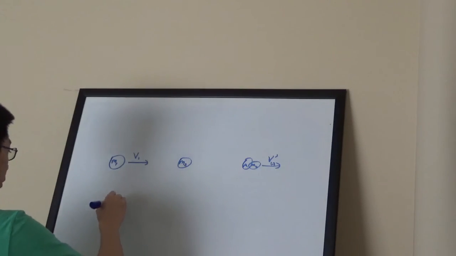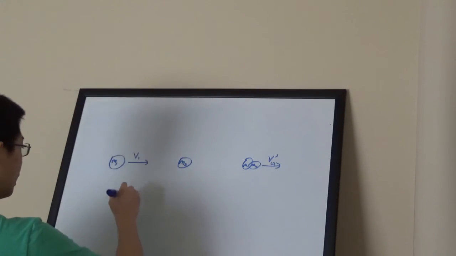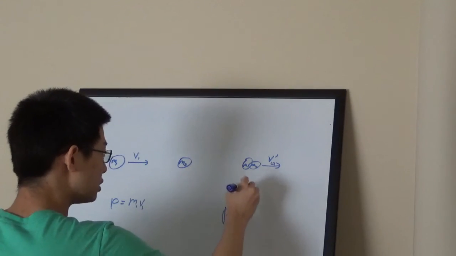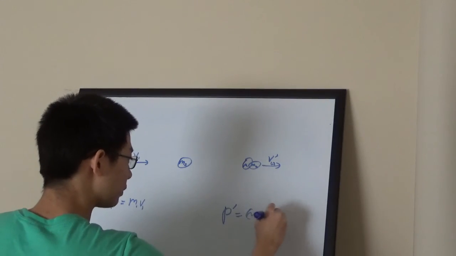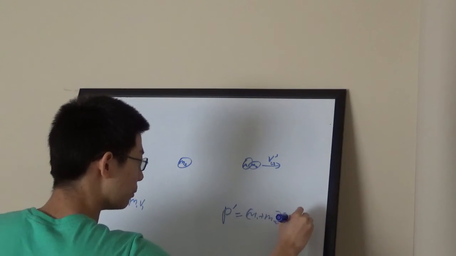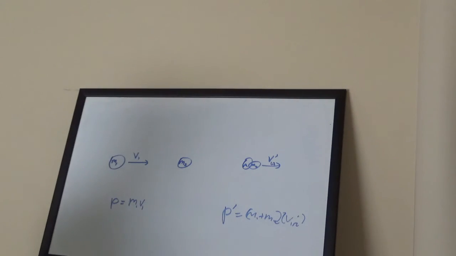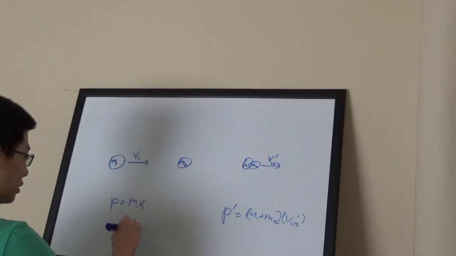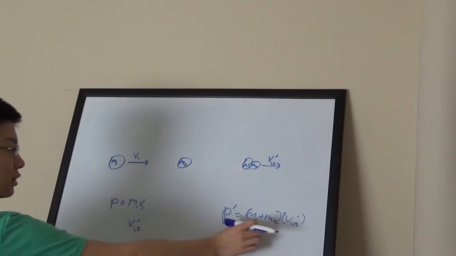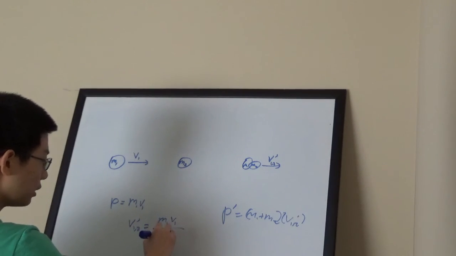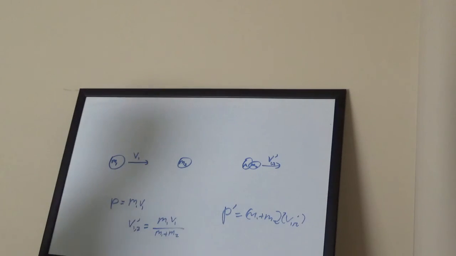Okay, so our original momentum is equal to m1 v1, there's no momentum contributed here, and our final momentum is equal to m1 plus m2 times v1,2 prime, right? And now we just set these equal because momentum is conserved in any collision, so v1,2 prime is equal to m1 v1 over m1 plus m2. Alright, so that was easy, but now let's say I also wanted to find the energies in the system.